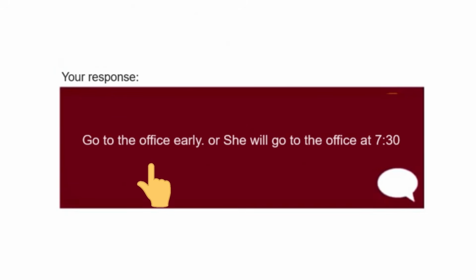Now, based on this conversation, the machine will ask you a very basic and easy question. The example question is, what will Lucy have to do tomorrow morning? And your answer would be, go to the office early. Or you can say, she'll go to the office at 7:30. Guys, this is one of the easiest sections of this test, and I don't think you would face any issues at all in answering such an easy question.